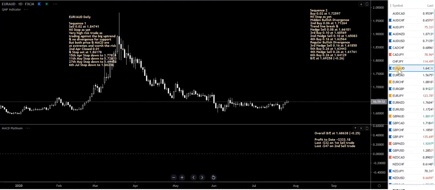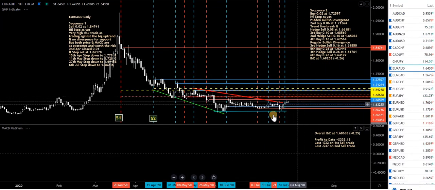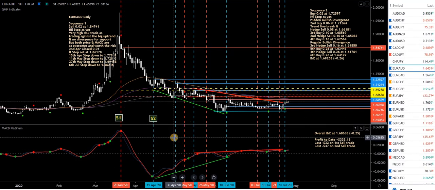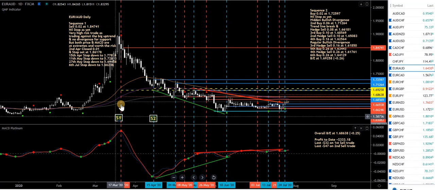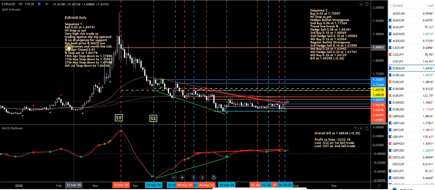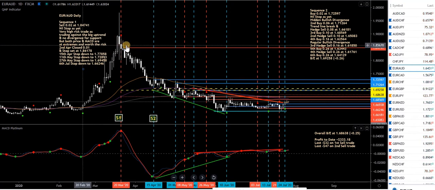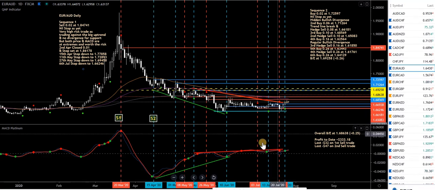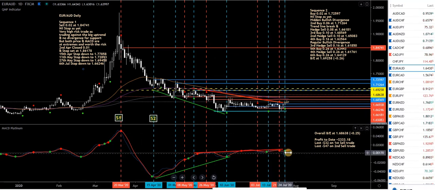All right, Euro Aussie. Yeah, got a few trades going on in here. It just takes a while for my MACD platinum to come up. Sequence 1 is a standalone sell trade, stop in place here, so locking in all that profit there, which is good. And sequence 2 is this bit of a dog's breakfast from in here. A lot of trades happening. Look at that MACD platinum just going sideways, as is price.